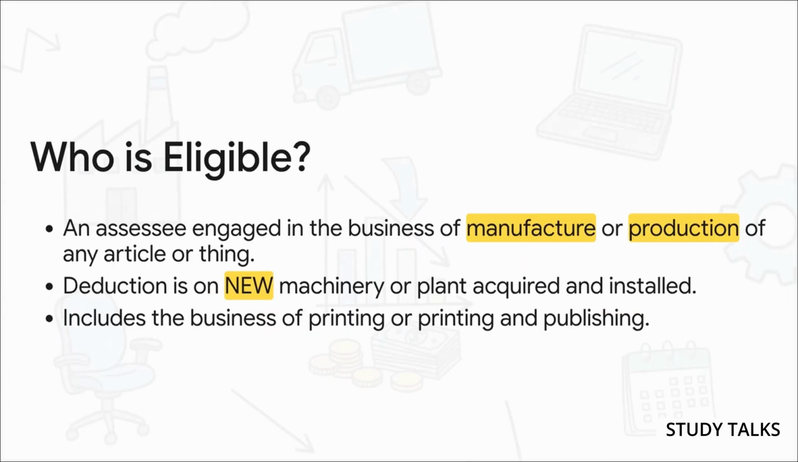So, who gets this bonus? It's for businesses that are actually into manufacturing or production. And the key conditions you have to look for are that the asset has to be new plant and machinery. It absolutely cannot be secondhand. And remember, the law specifically includes businesses involved in printing and publishing too.